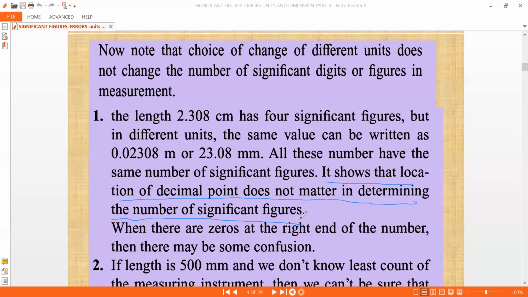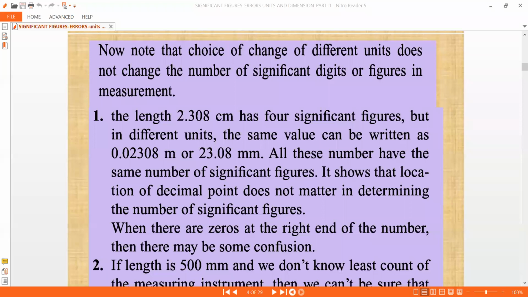So there might be some confusions arising. In order to remove this confusion in determining significant figures, which has given a lot of confusion for newcomers to start with, they have brought a kind of thing called scientific notation. We'll be discussing it very shortly. What is that scientific notation? That will avoid all the confusions. So it doesn't matter whatever units you are going to change.